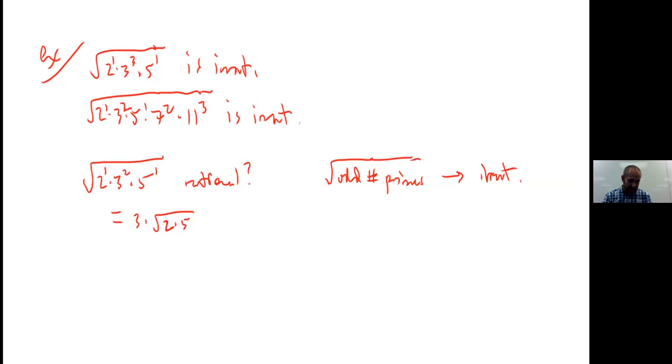So this thing right here actually is irrational. Okay? Yeah. But you can tell me if this is too off topic.